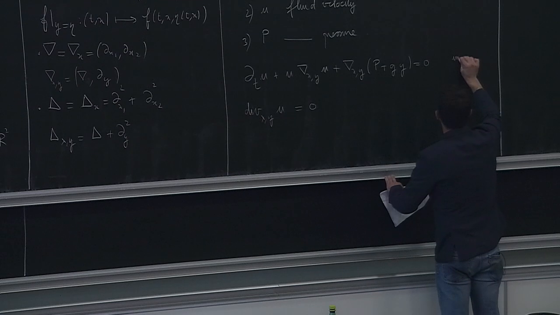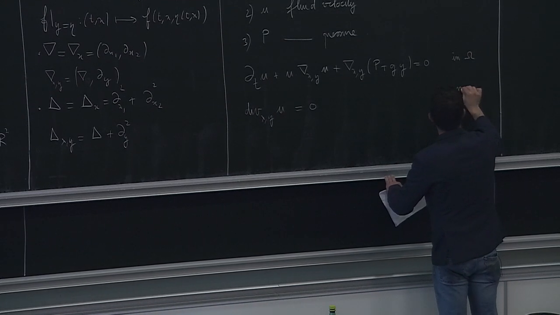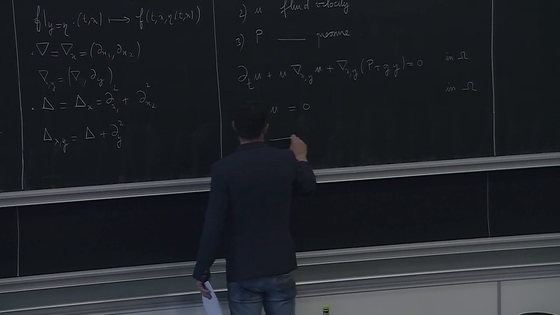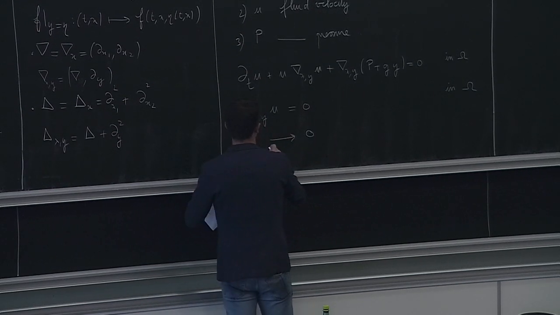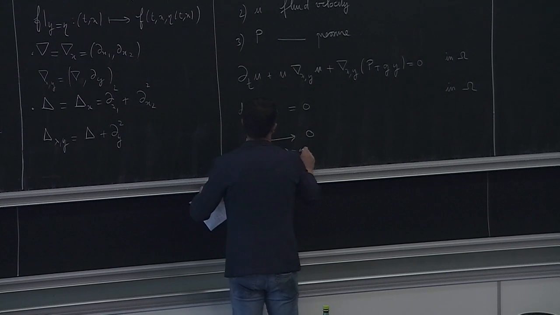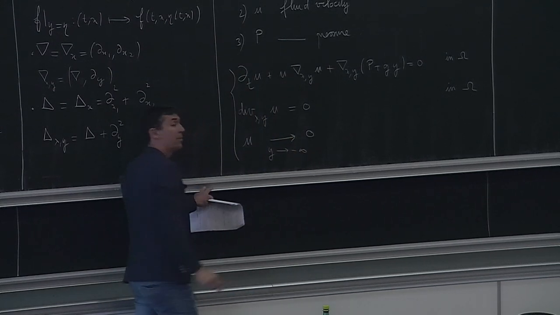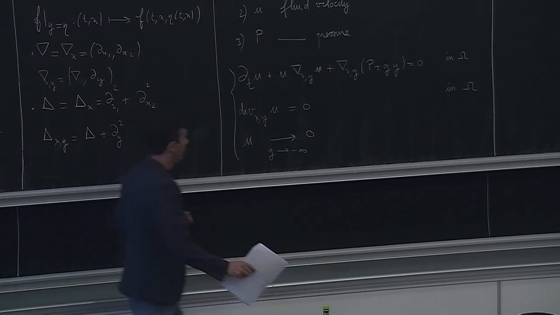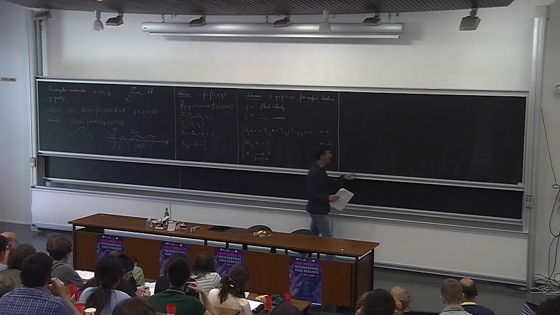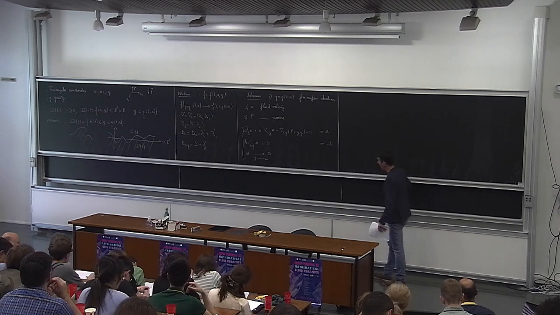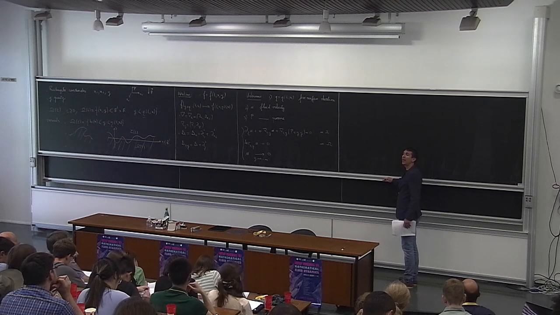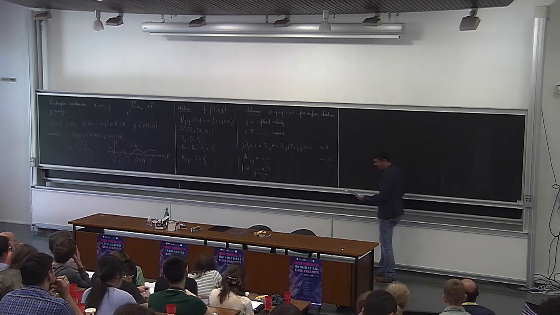So this is in omega, and we also add the condition that u goes to zero at minus infinity. No fluid velocity at minus infinity. So the classical incompressible Euler equation. We do not take into account the viscosity.